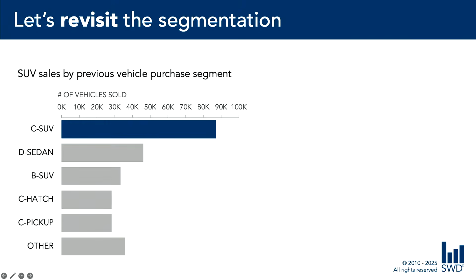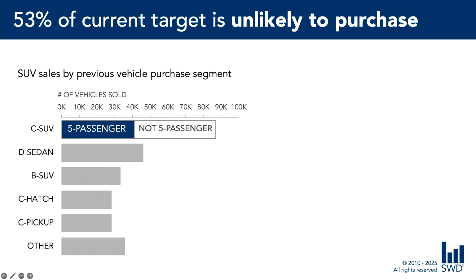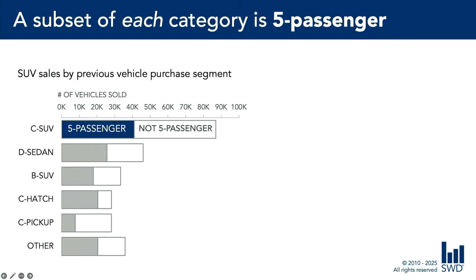And that C SUV category has cars ranging from 5 to 8 passenger capacity, which means if we look at that bar that we were planning on targeting, more than half are unlikely to purchase because they currently drive SUVs with higher passenger capacity. Now, I don't think that means we should cut our marketing in half, however, because a segment of each of these car types is 5-passenger.